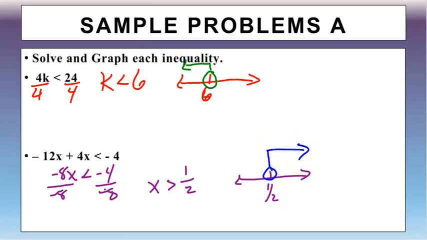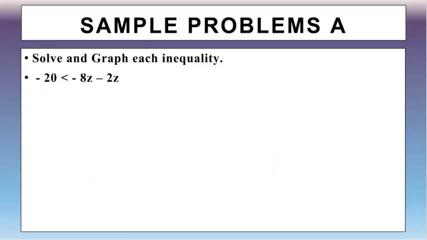Now, one way to check your answer is just give me a number bigger than half. A number bigger than half would be 1. If I put 1 back in for x here, negative 12 times 1 is negative 12. 4 times 1 is 4. It still gives you negative 8. Negative 8 is still less than negative 4. So I know that my answer would be correct.